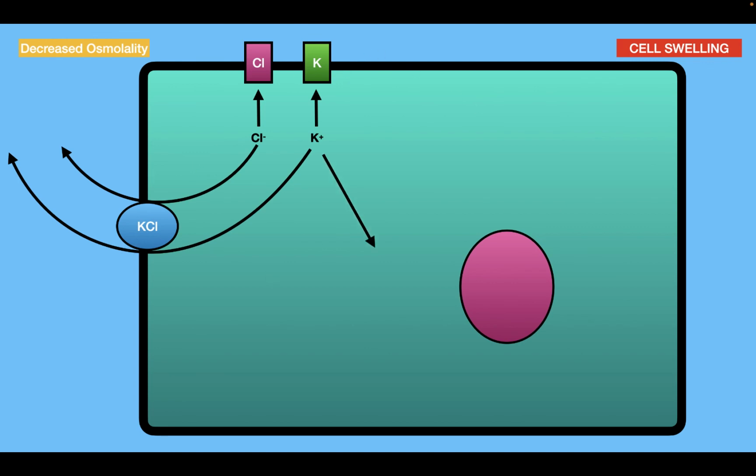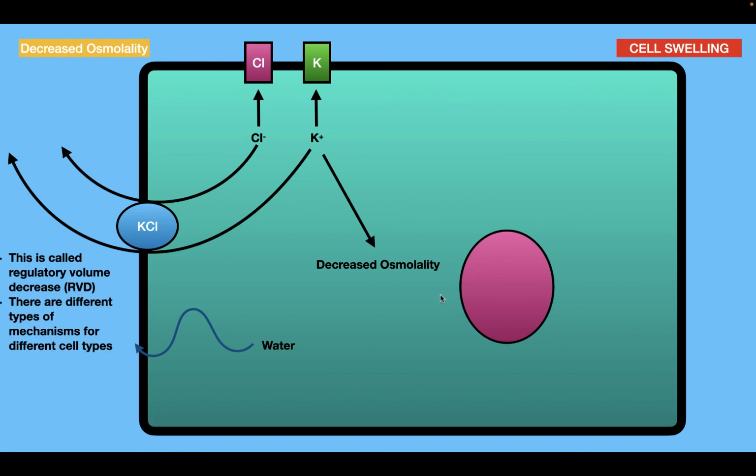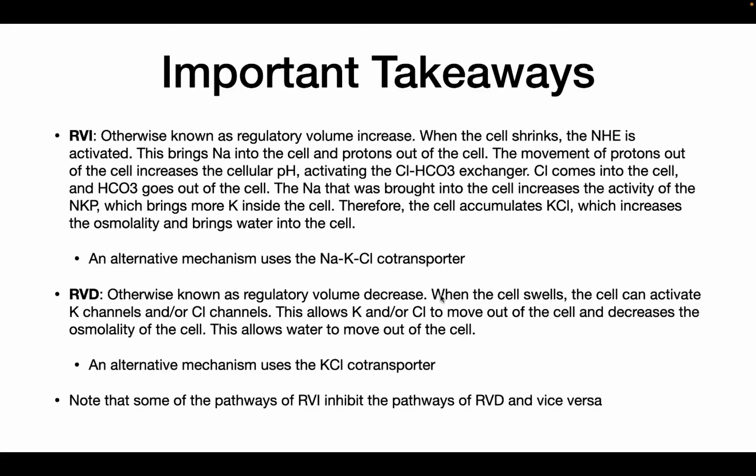So this whole response, all of these different mechanisms, will lead to a decreased osmolality, which decreases the osmotic pressure, which therefore allows water to flow from the cell, and it allows the cell to shrink in size. So this is called regulatory volume decrease, and there are different types of mechanisms for different types of cells, as we've talked about. So this is a summary of what we've talked about so far, both RVI and RVD, and this is basically just a written version of what I just told you. And one thing that I do want to point out is that some of the pathways of RVI inhibit the pathways of RVD and vice versa.